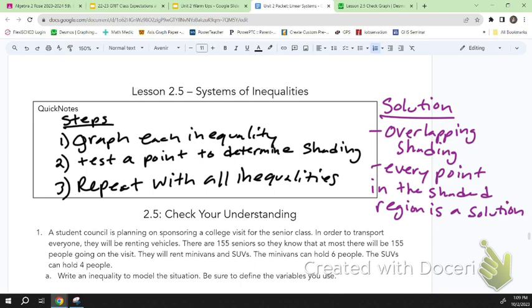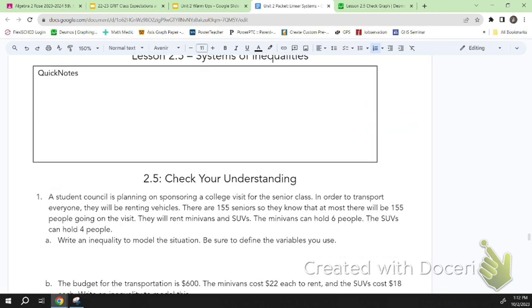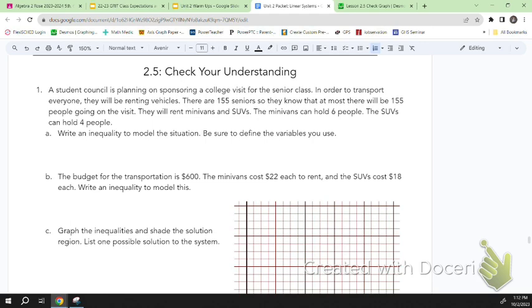Are we good with the warm-up? Great. Let's do this problem. Who wants to read for us? Who wants to read about student council? Ava: The student council is planning on sponsoring our college visit.